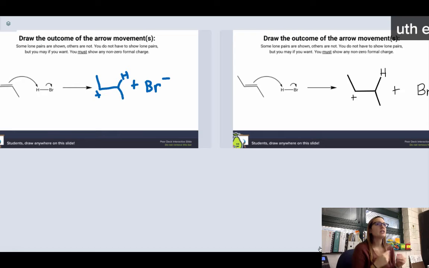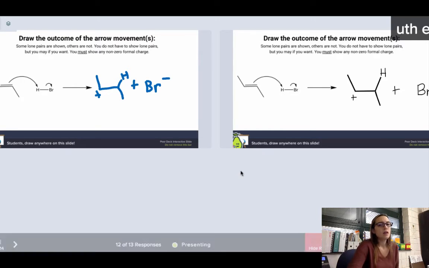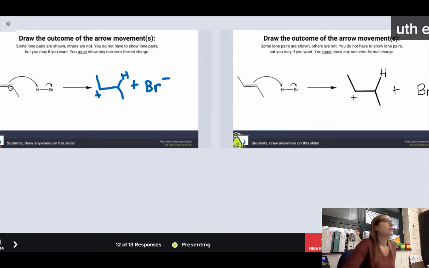So let's look at a couple of these. And here's how it's going to help with formal charge. If you have the bond-to-bond movement, which is what this is showing, you have electrons from this double bond pointing to the hydrogen. That means that it is going to create a bond with the hydrogen. So that's the bond-to-bond movement. When it creates a bond, it's going to create a bond between one of these carbons and the hydrogen. So notice how both of these show that hydrogen.